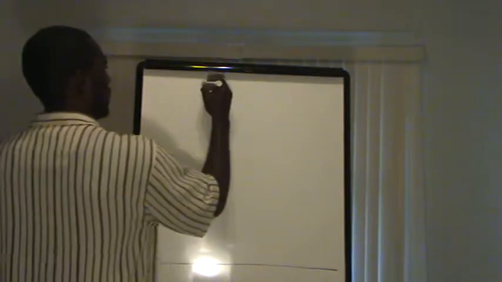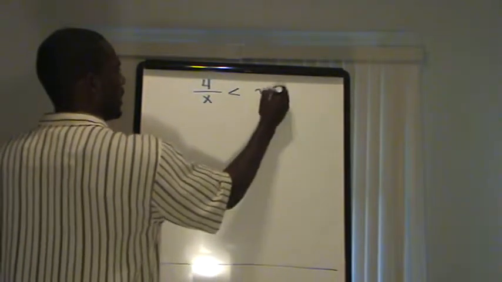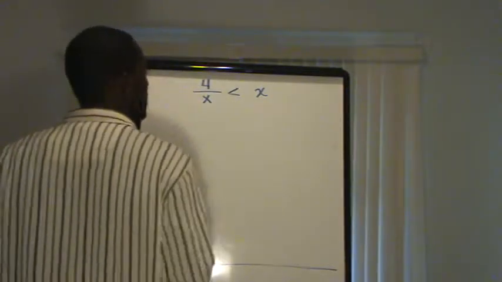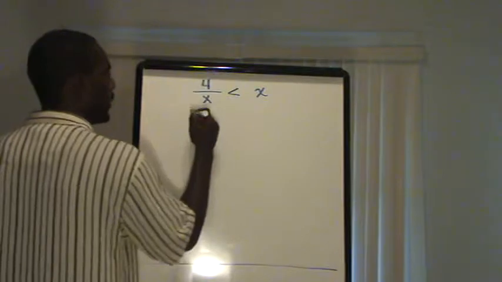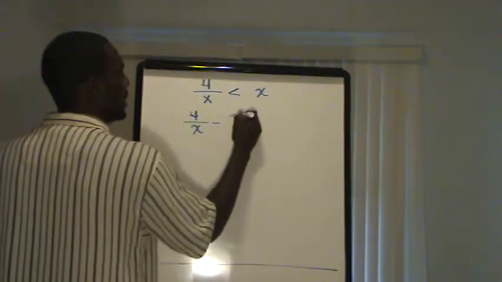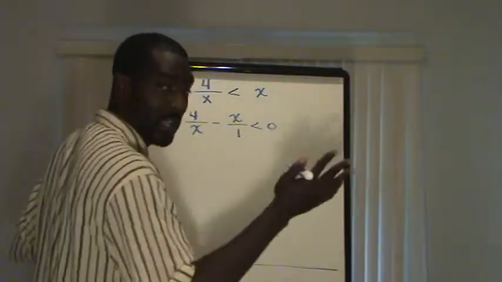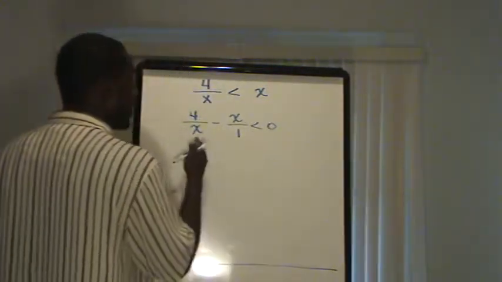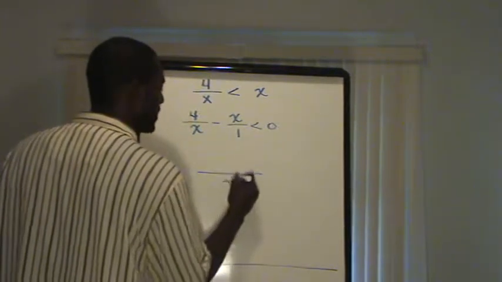Okay, my next example says 4 divided by x is less than x. Same technique. If we move x to the left, we have 4 divided by x minus x over 1. I want to change it to a fraction, just like I've done on all examples. Again, our least common denominator is found by multiplying x times 1, which is x.